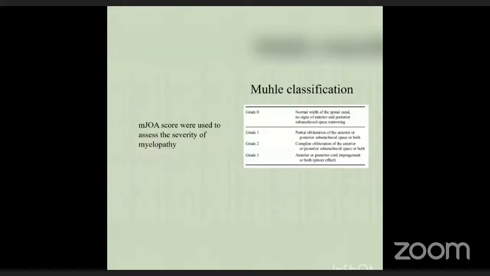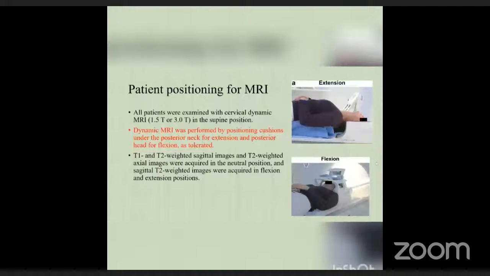It is a single-center retrospective study, and patients with myelopathy and myeloradiculopathy have been included, and patients with a history of previous surgery to the cervical spine, trauma, or tumors have been excluded. The Nurick scale and Muley classification have been used in the present study, and as the picture depicts, we have taken MRI in flexion and extension using a cushion underneath, so as to produce flexion and extension at the cervical spine.